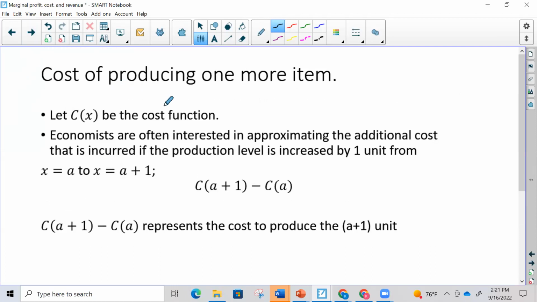So one thing we're often interested in is producing one more item. So if we have C of X as our cost function, economists are often interested in approximating the additional cost that is incurred if the production level increases by 1 unit from X equals A to X equals A plus 1. And the increase in cost would be the change in cost, and that would be the cost at A plus 1 minus the cost at A.